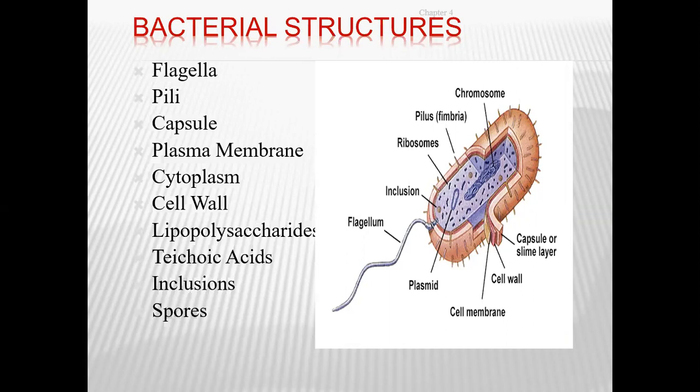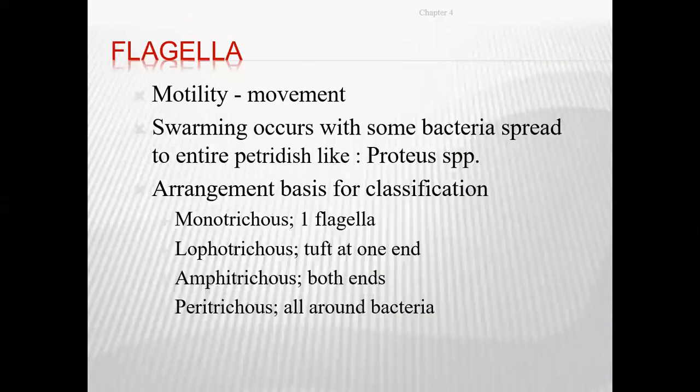Capsule, plasma membrane, cytoplasm, cell wall, lipopolysaccharide in case of gram-negative bacteria, teichoic acid, inclusions, and spores. Flagella help in motility and can be considered as a virulence factor because they help in the spreading of bacteria from the site of infection to the healthy tissue.